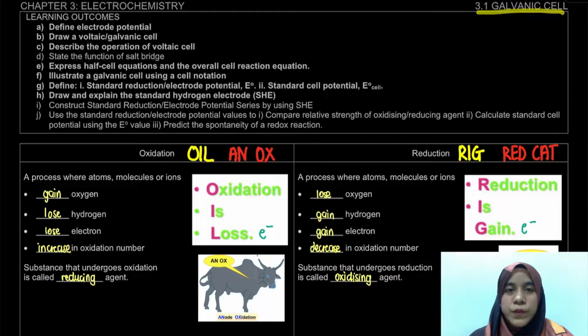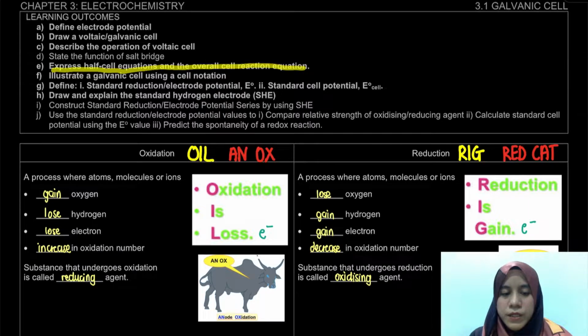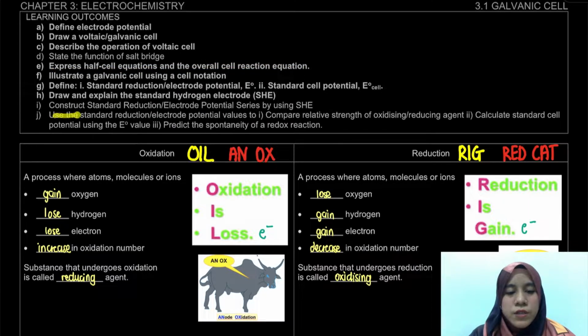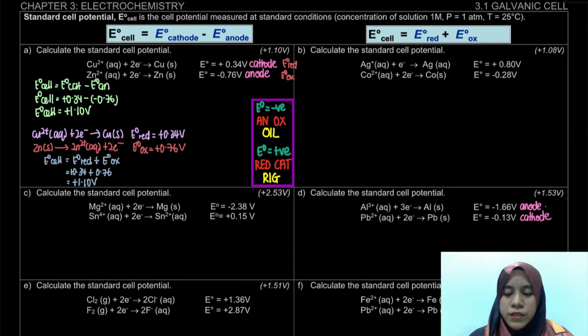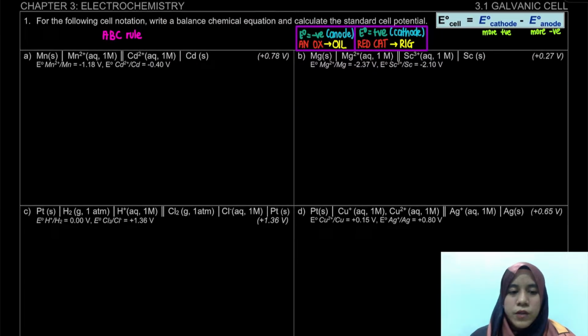In this video, we will look at the examples where we will express the half cell equation and the overall cell reaction equation, as well as use the standard reduction or electrode potential values to calculate standard cell potential. So on your notes, it will be on page 7. For the examples on page 7, we will combine what we have learned previously. So let's look here.